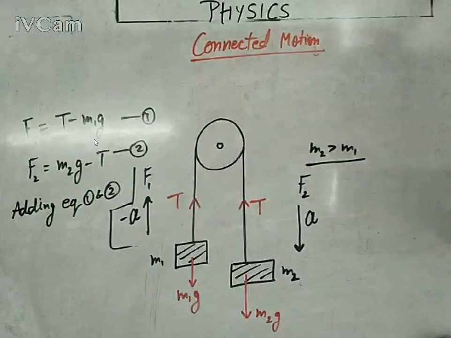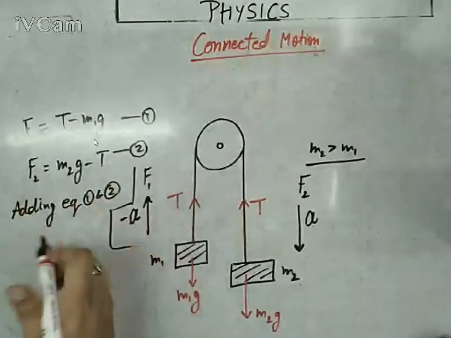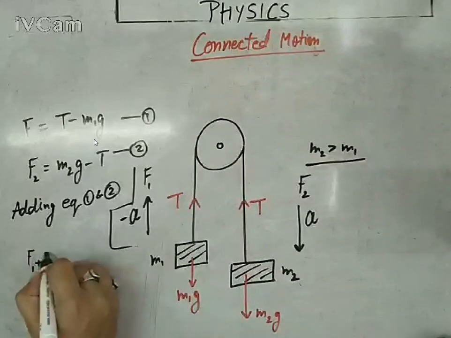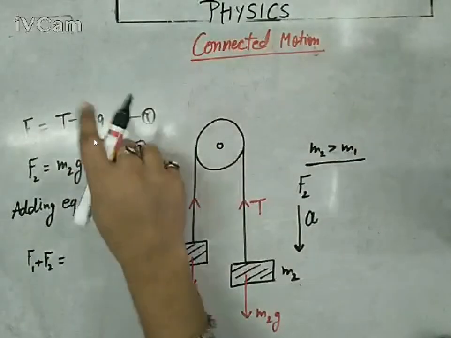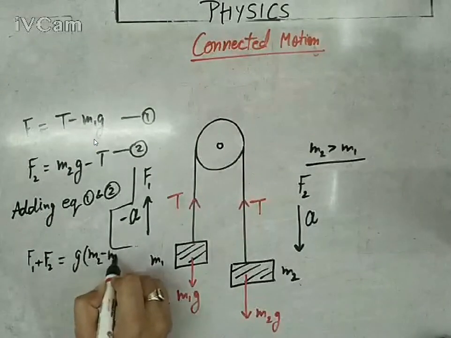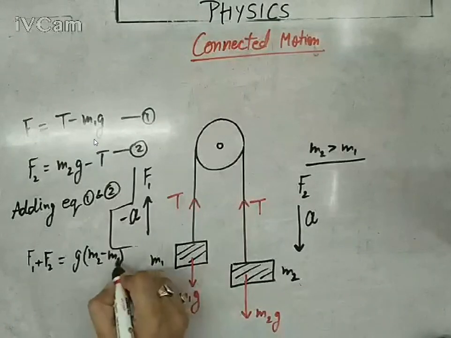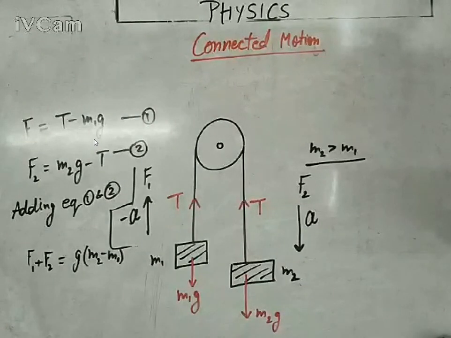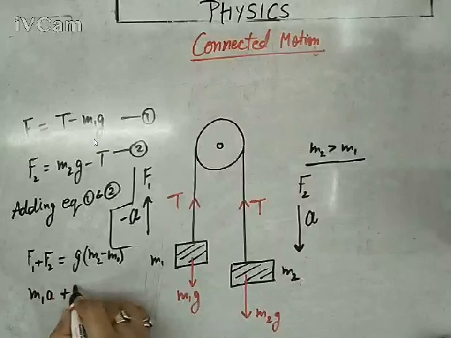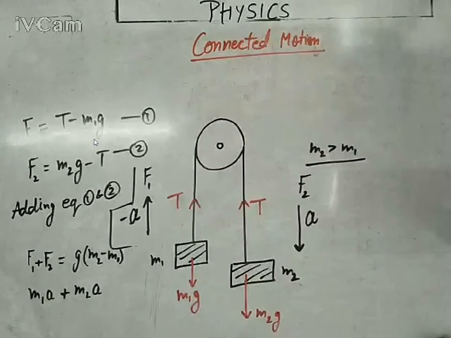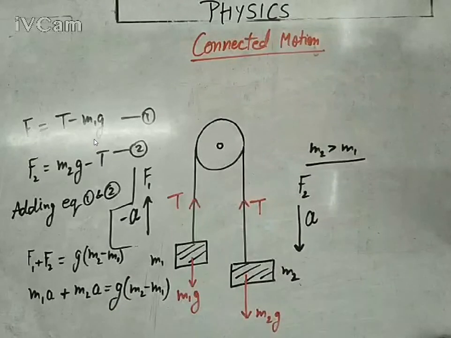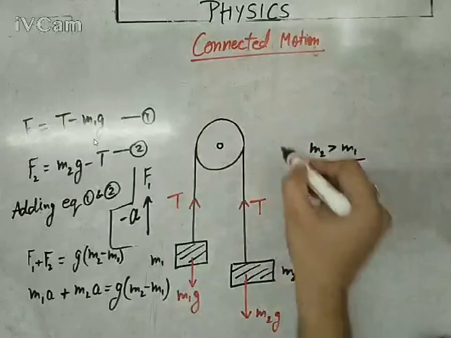So what we will get, T will get cancelled, you will get F1 plus F2 equals to m2g minus m1g. By adding these two, g you can take common, m2 minus m1. The resultant force is mass into resultant acceleration, we know it very well. So F1 would be m1a plus F2 would be m2a, because accelerations are same, equals to g(m2 minus m1). This is the way you can calculate the resultant acceleration developed in the body.